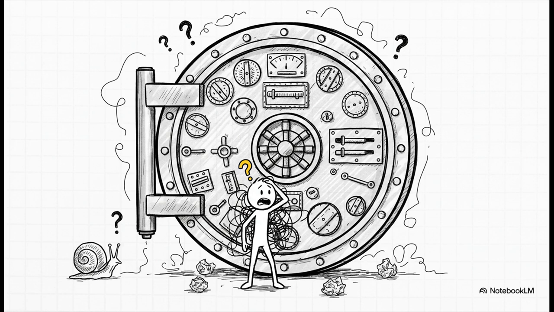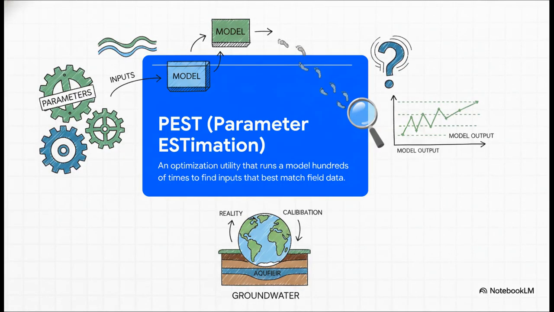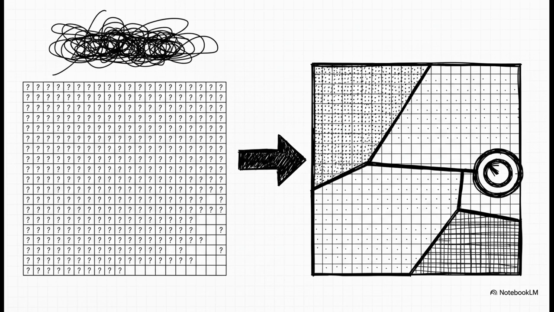And there is. And that better way is a utility called PEST, which stands for Parameter Estimation. You can think of it like an automated detective. It literally takes control of the model, runs it thousands of times, and systematically finds the input values that create the absolute best match with the field data we've collected. But here's the thing. We can't just let PEST change thousands of cells individually. That's just too complex. So we simplify the problem for it through something called parameterization.